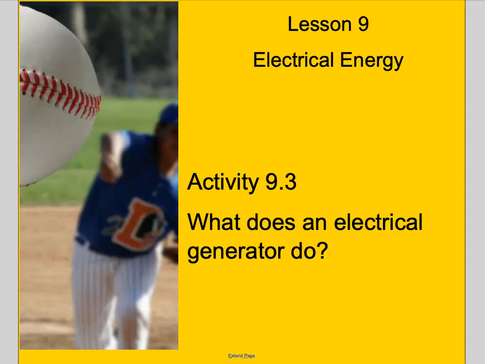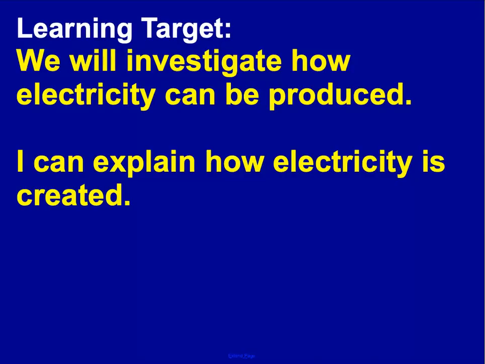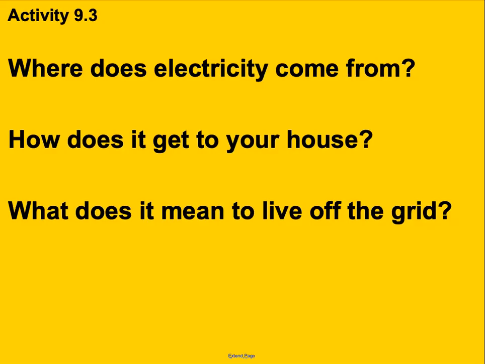So our learning target is going to be, we will investigate how electricity can be produced. And our learning goal by the end of this lesson is that you can explain in a pretty basic sense. You don't have to be super specific about it, but I want you to be able to explain the basics of how electricity is created. And hopefully you will be able to do a good job with that after this lesson.